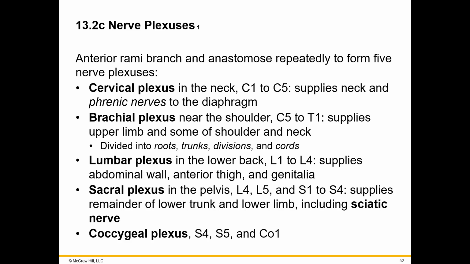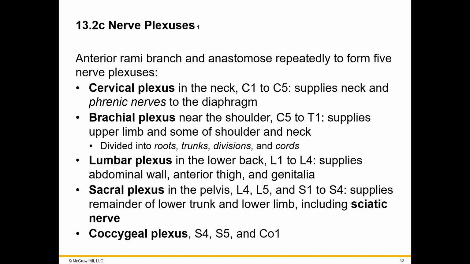You have multiple nerve plexuses. These are meshworks, networks of nerves. You have your cervical plexus in the neck, and it supplies the neck and the phrenic nerves to the diaphragm. There's a brachial plexus that is near the shoulder on C5 to T1. It supplies the upper limb and some of the shoulders and the neck.